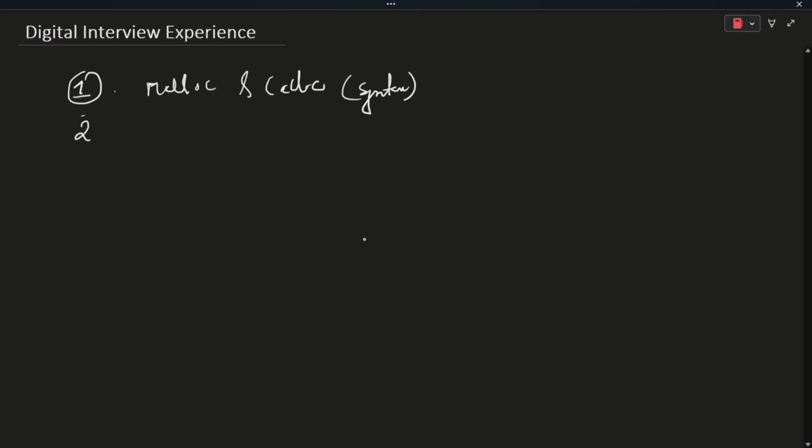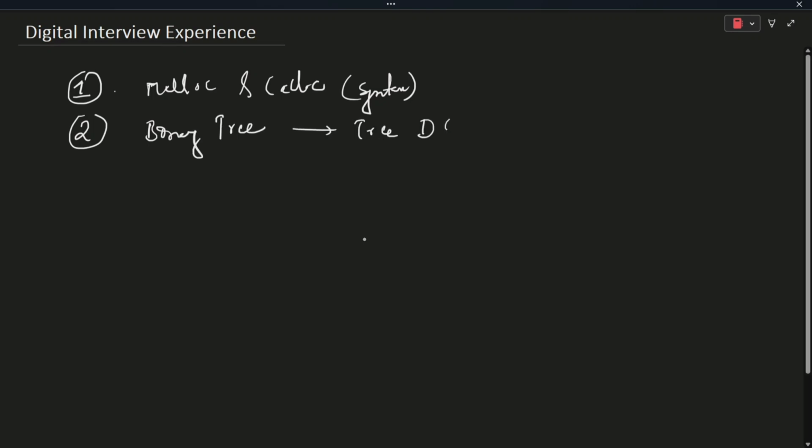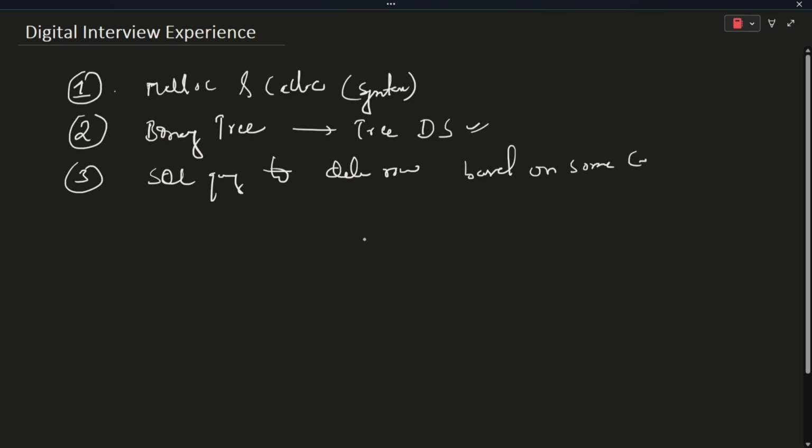The second question they asked was to define a binary tree. This is basically part of tree data structures, but the definition is kind of easy. The third question they asked that candidate is to write a SQL query to delete a row based on some condition. They gave some condition to that candidate, and based on that condition, you have to delete one row.